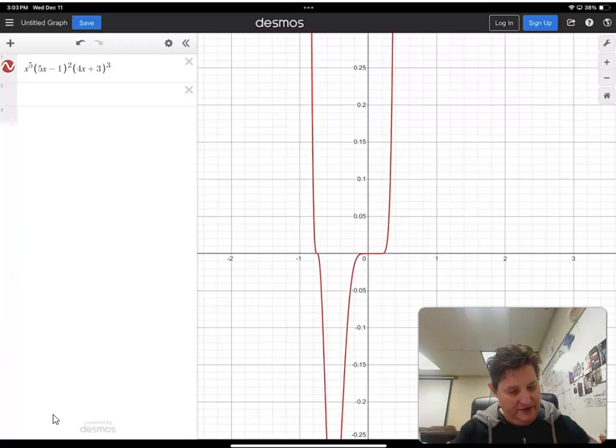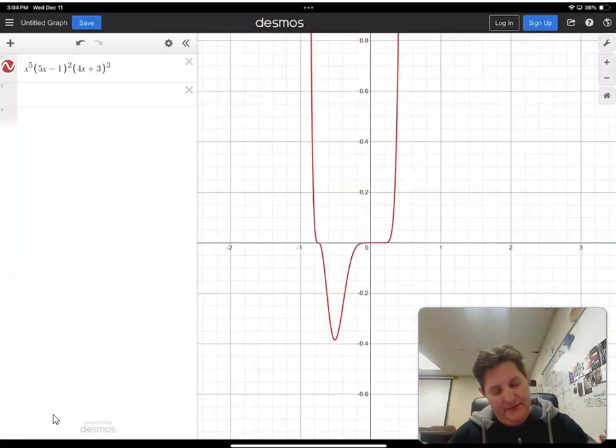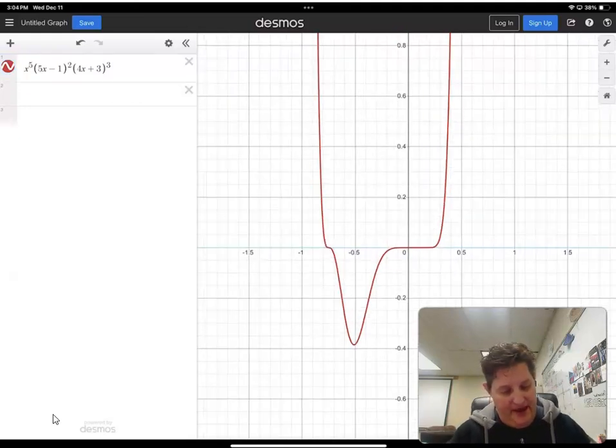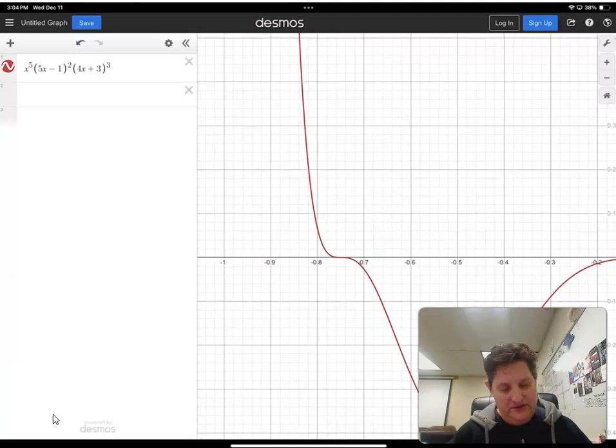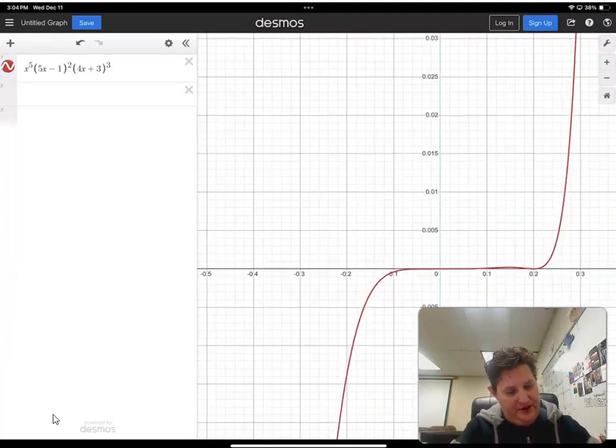And actually, I really have to zoom in on this next part. This isn't the best graph to look at. But anyways, at this solution, -3/4, that is what we call a flat cross. Okay? And that was that solution at -3/4. And it actually bounces right here at 0. It's nearly impossible to see it.